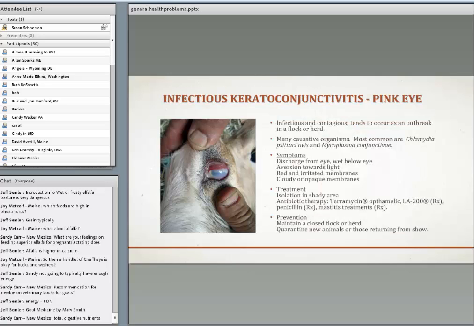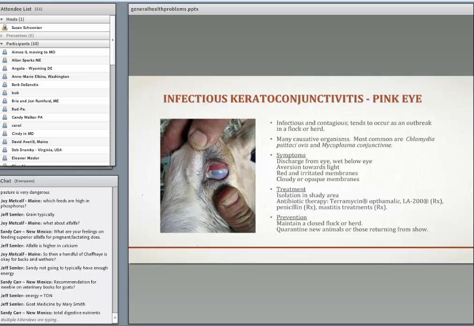We're winding down here. I think this might be just two more diseases. Pink eye. It's infectious, it's contagious, it tends to occur as an outbreak in a flock or herd. Many organisms can cause pink eye. Those are the common ones listed there. It may start with a discharge from the eye. It may be like a dampness below the eye. The animals don't like to be around light. The membranes are going to get red and irritated, and the eye is going to get cloudy or dark.